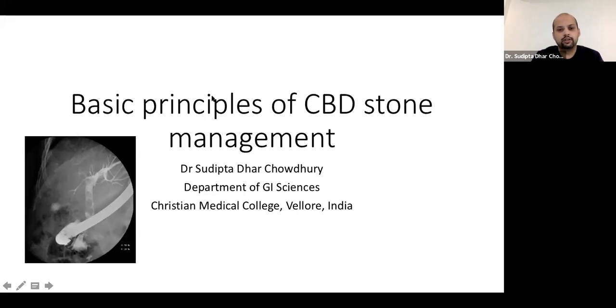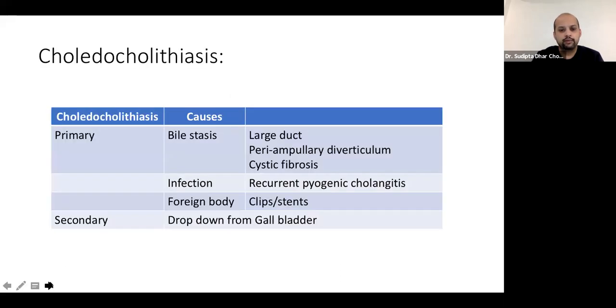What I'm going to talk on today is the basic principles of CBD stone management. Before we go into this, I just want to briefly introduce what CBD stones are exactly. If we look at the classification, we divide them into primary and secondary CBD stones. The primary CBD stones are stones which develop de novo in the bile duct. That happens primarily because of bile stasis, especially when you have a large duct, or a large periampullary diverticulum which impedes the flow of bile, or, as in cystic fibrosis, when there's a sticky bile, leading to formation of stones.